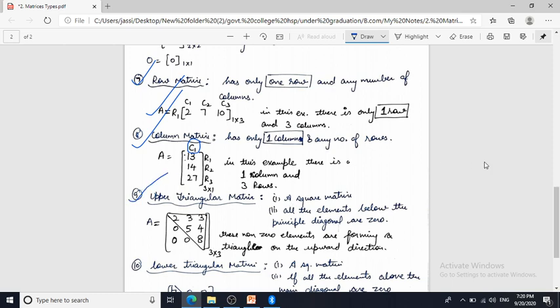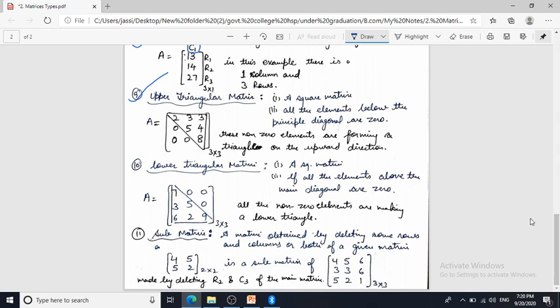Next is upper triangular matrix. A matrix is called an upper triangular matrix when first it is a square matrix. Second, all the elements below the principal diagonal are 0. So you can see here that this is the principal diagonal, 2, 5 and 8, and all the elements below this principal diagonal are 0, 0, 0 and 0. If you observe here, the non-zero elements are making an upper triangle.